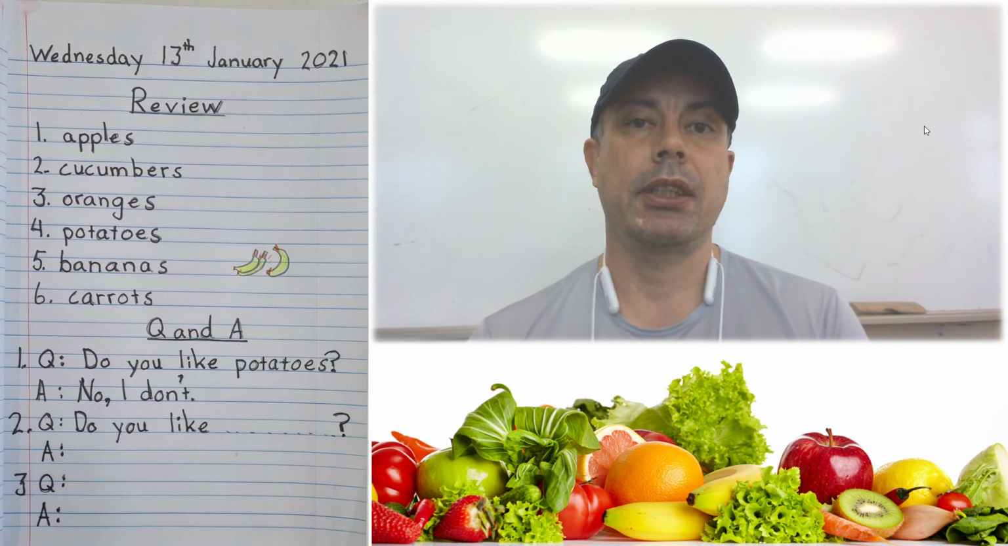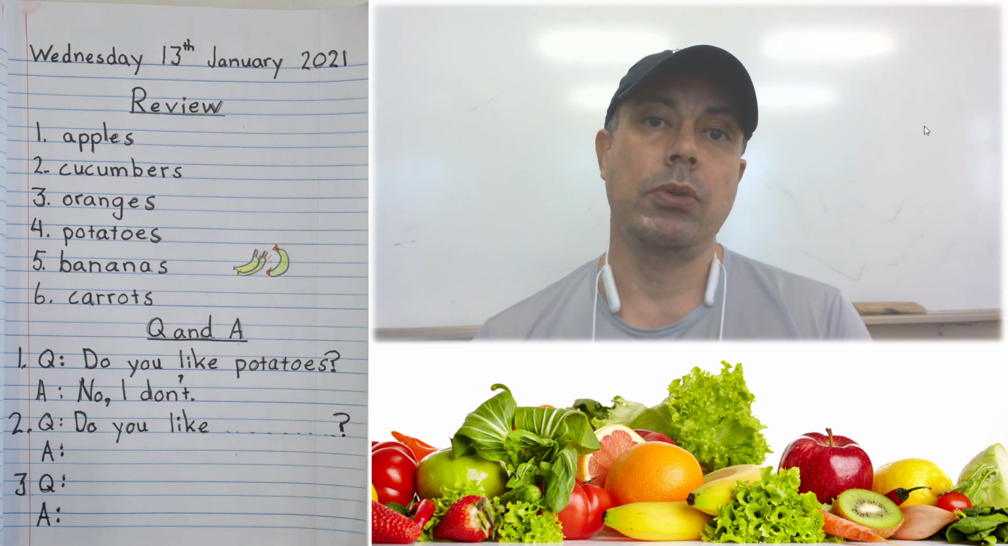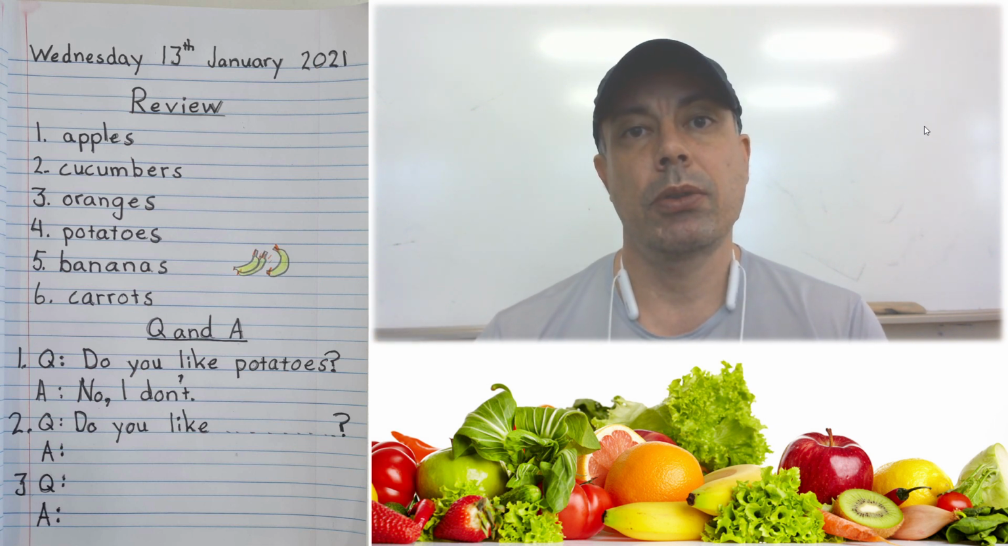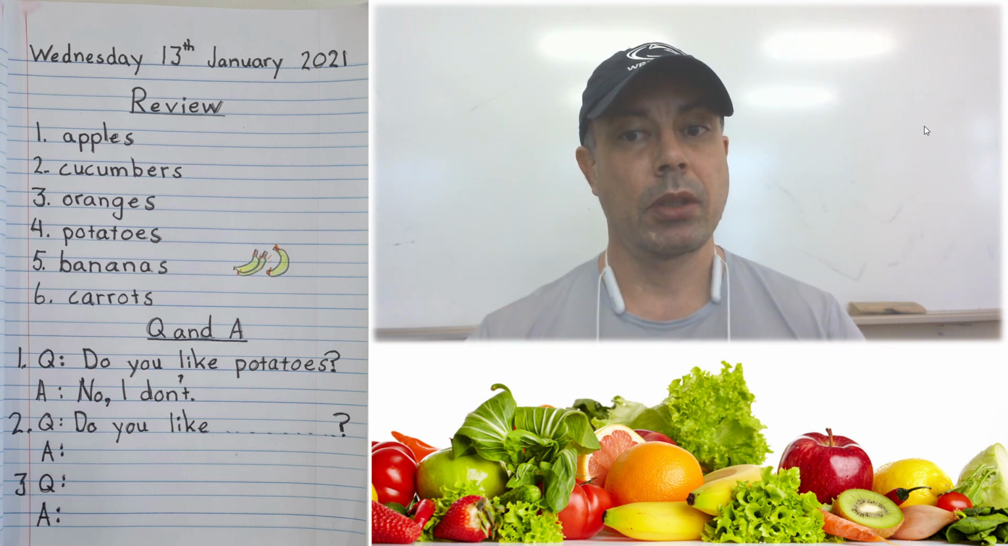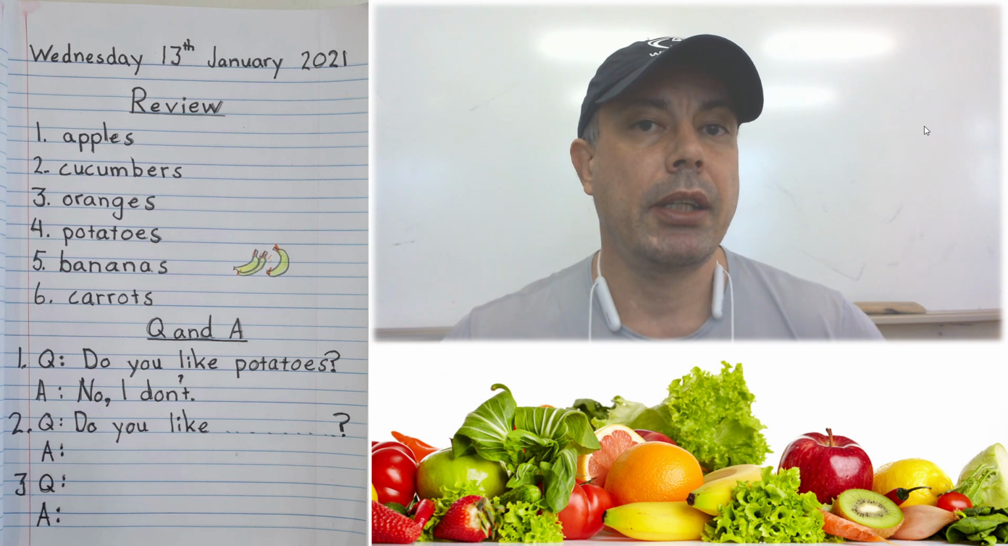And the first sentence you will write is, do you like potatoes? And I wrote, no, I don't. And then I want you to make two questions for yourself and two answers by yourself. Good luck. When you're finished, take a picture and send to the line group.